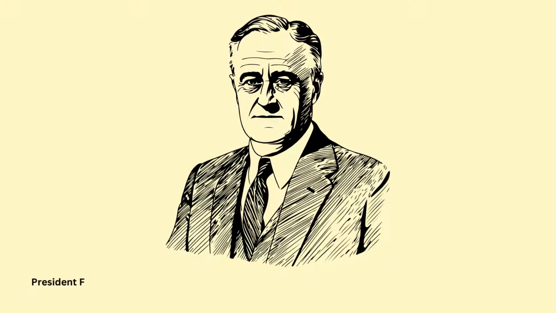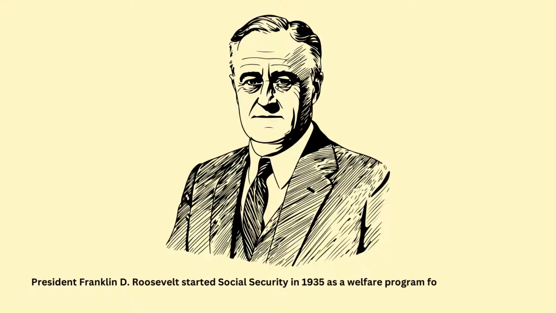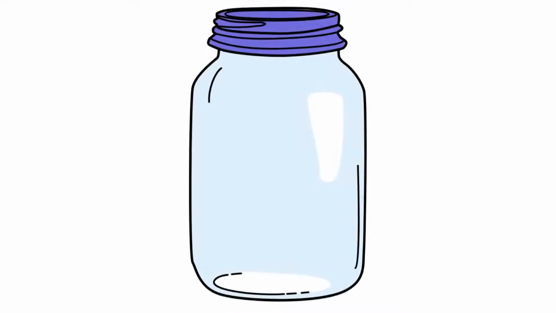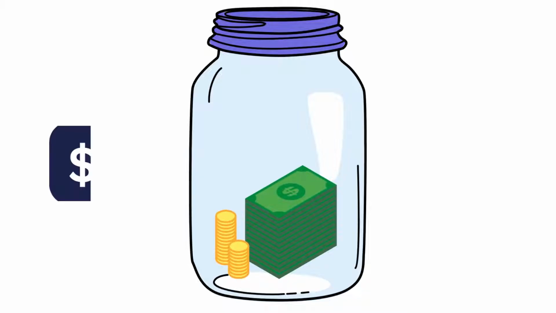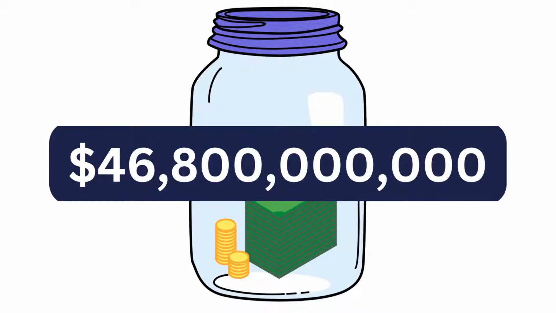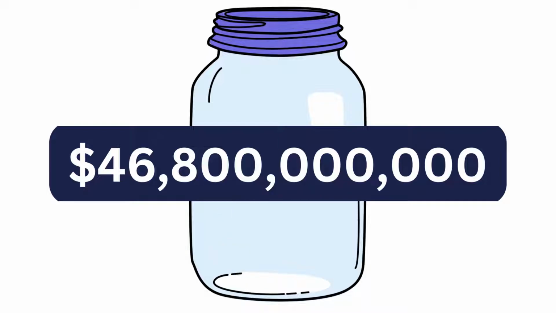President Franklin D. Roosevelt began Social Security in 1935. It was a welfare program designed to pay workers over 65 a continuing income in retirement. In 1987, the Social Security Trust Fund started with a balance of $46.8 billion. This represents all the money that's ever been collected by Social Security versus all the money that has ever been taken out.